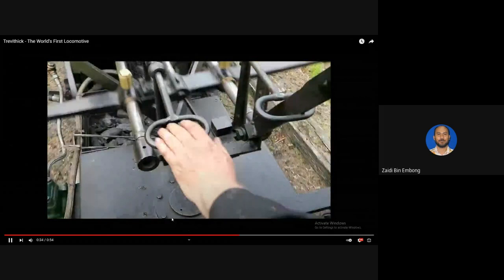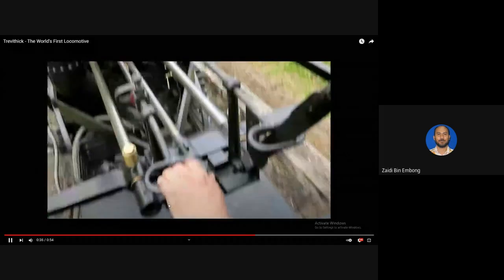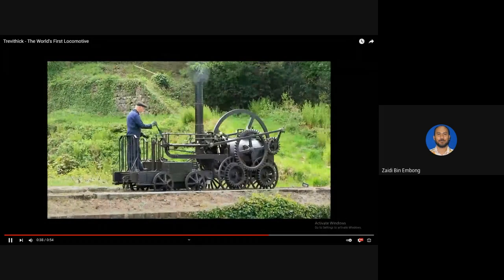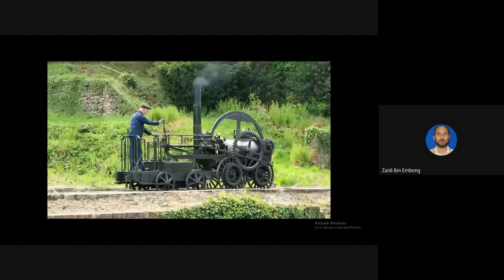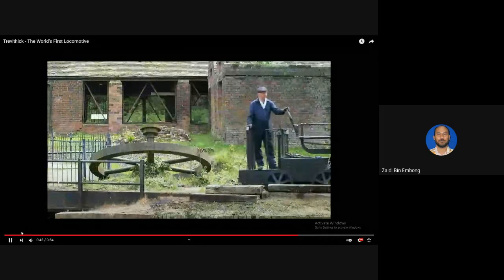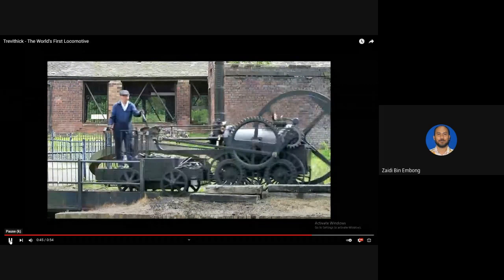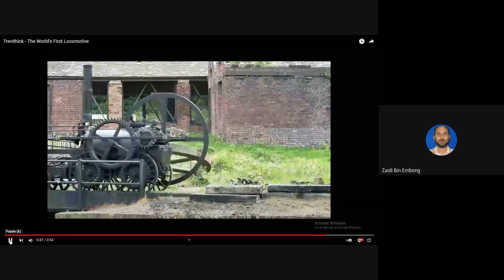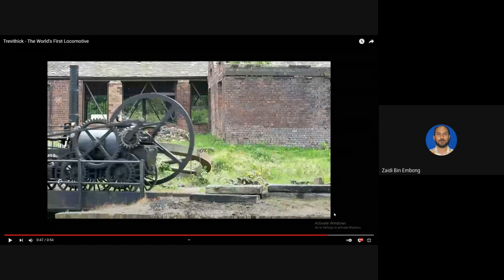Now, see, it's a very slow engine. Okay, now at least you get some point by looking at this system.